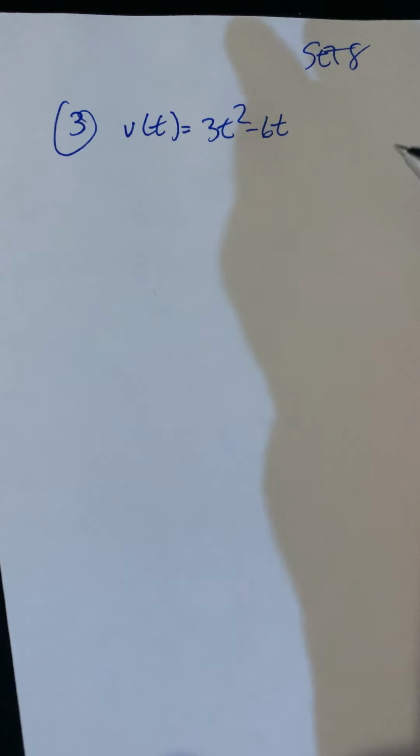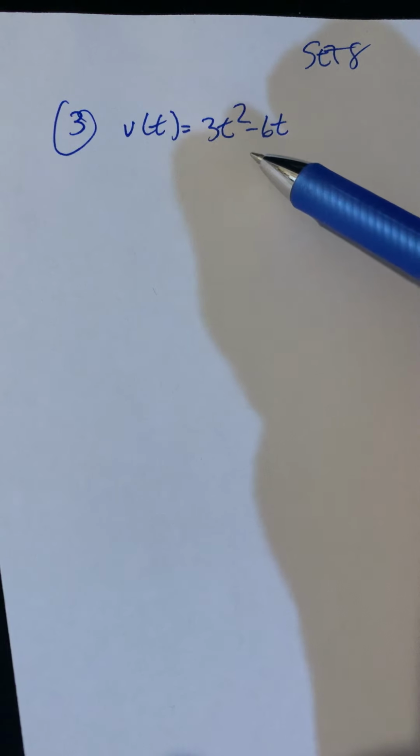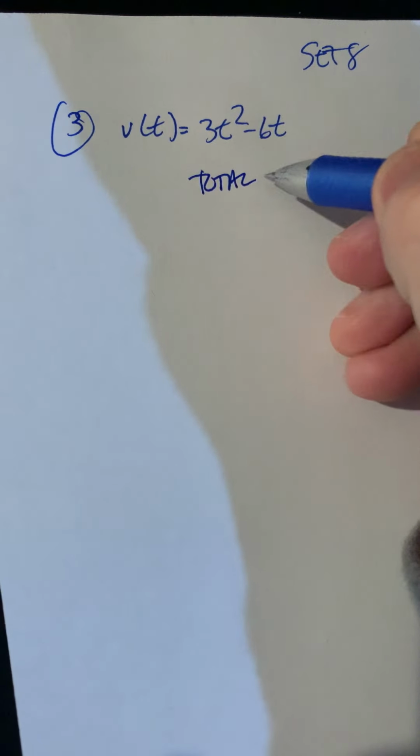All right, this is set 8, problems 3 and 4 together. They're totally connected. The first problem gives you the velocity as 3t squared minus 6t and asks you to find the total distance traveled.